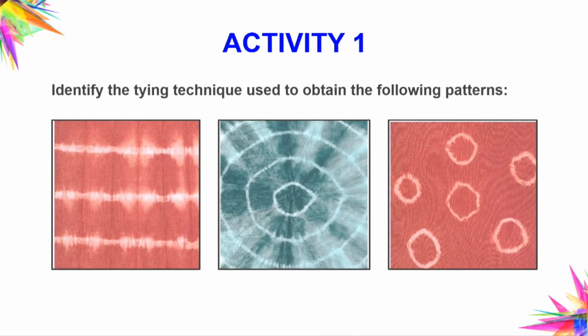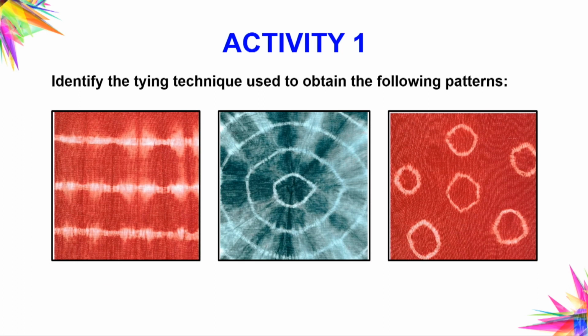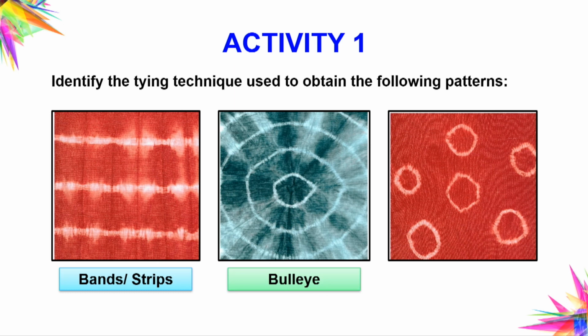How about we do an activity together? Can you identify the tying technique used to obtain the following patterns? The first one is the bands or strips tying technique. The next one is the bullseye technique. And the last one is the dot tying technique. Well done.